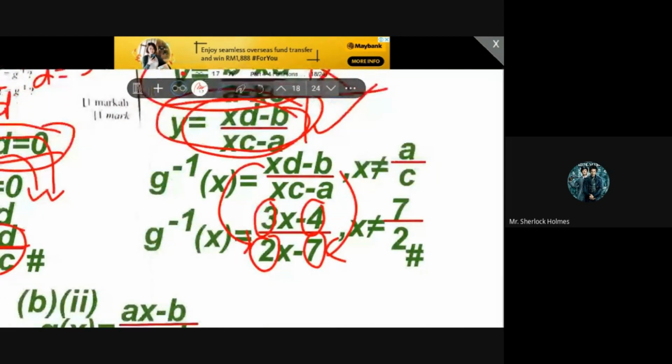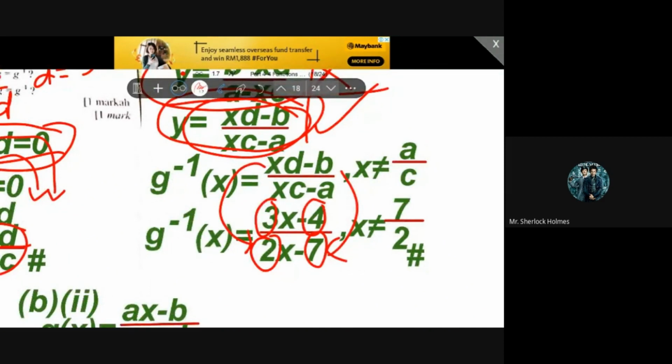After you do this, you can directly substitute all the values: the value of D, B, C, A as I showed on top there. So you get the answer. So this is your answer. This one got 1 mark only. So you get this answer, you are correct, you get 1 mark already for this one. So that's how you score.